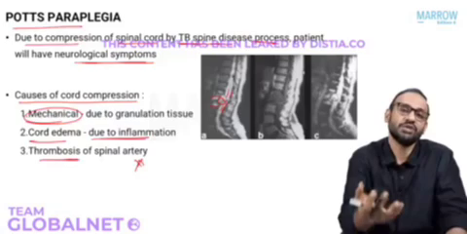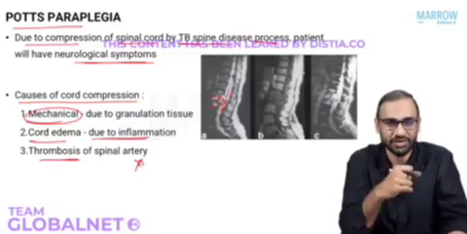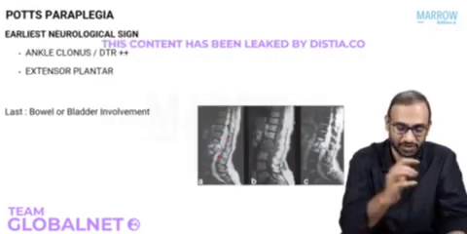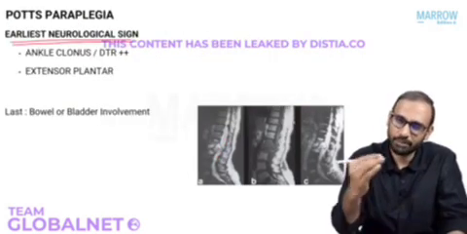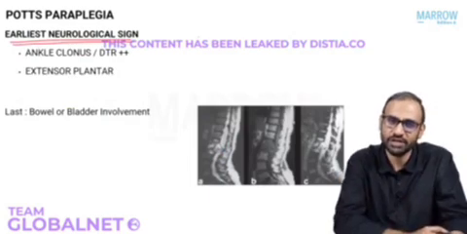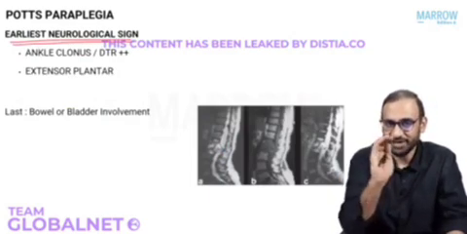Okay. Now they will ask you the neurological symptoms. What is the earliest neurological symptom? What is the latest neurological symptom in a patient with tuberculosis of the spine? The earliest neurological sign is upper motor neuron lesion or lower motor neuron lesion? Upper motor neuron lesion, because it's dorsal-lumbar. Dorsal-lumbar lesions will compress the spinal cord.